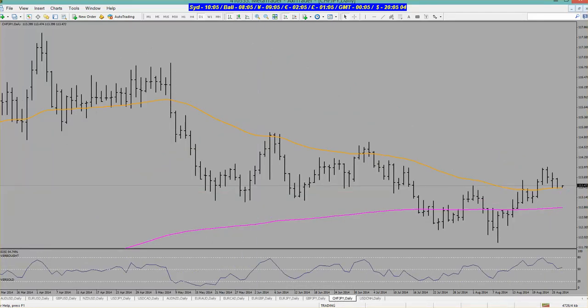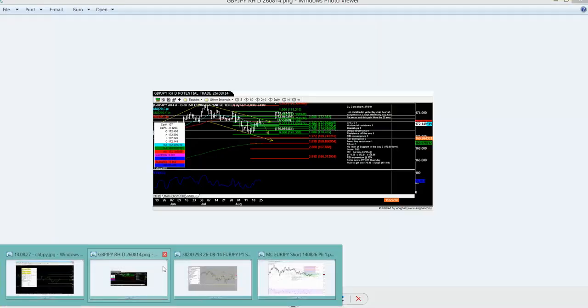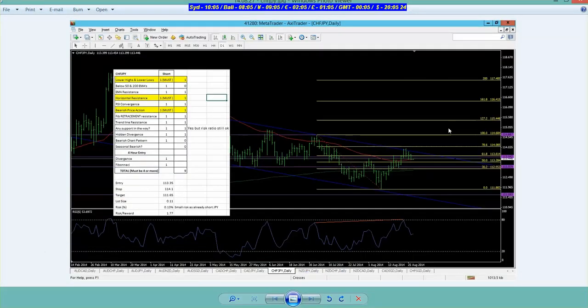The Swiss yen is the first one, but all the questions today are around the yen crosses, particularly the European markets in yen. So euro yen, pound yen, Swiss yen. The Swiss yen, yes, the risk ratio is still okay.